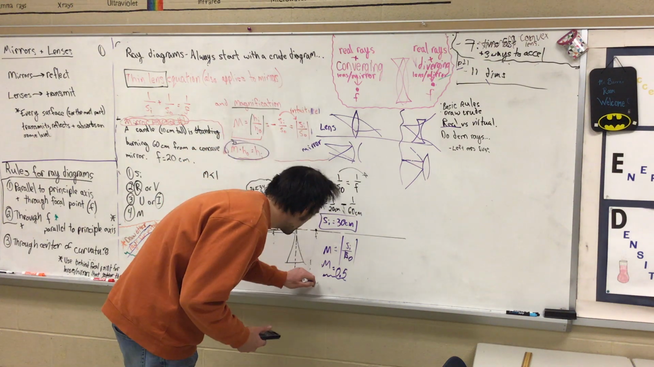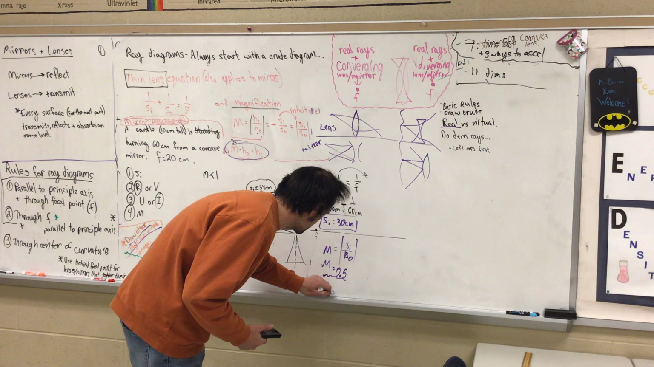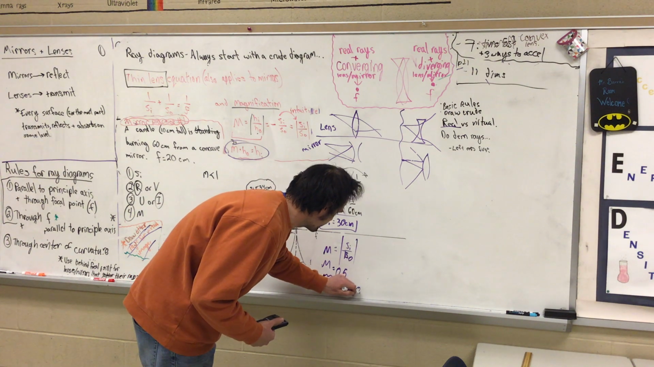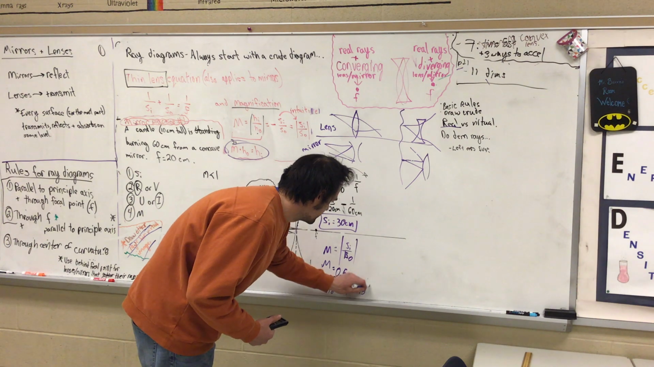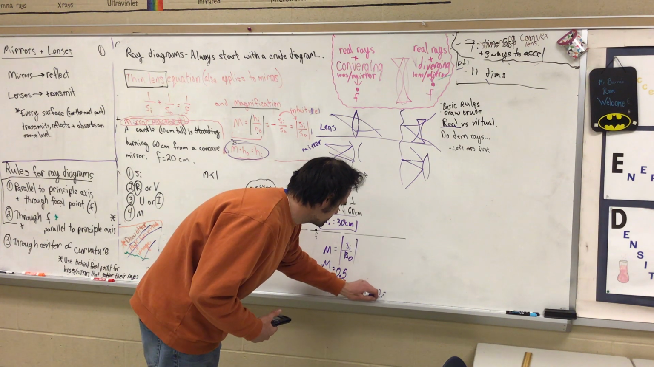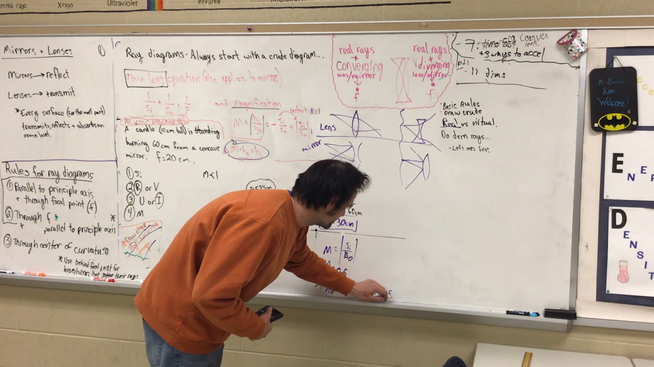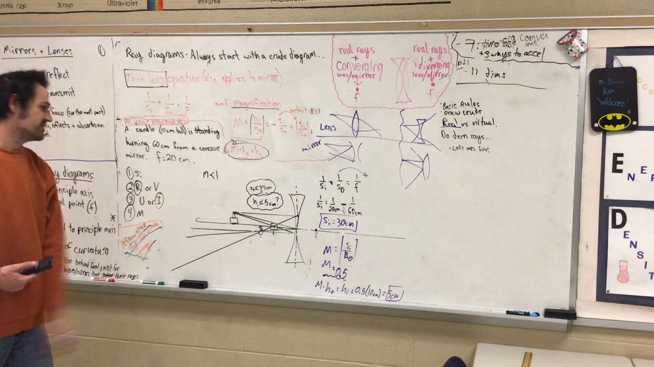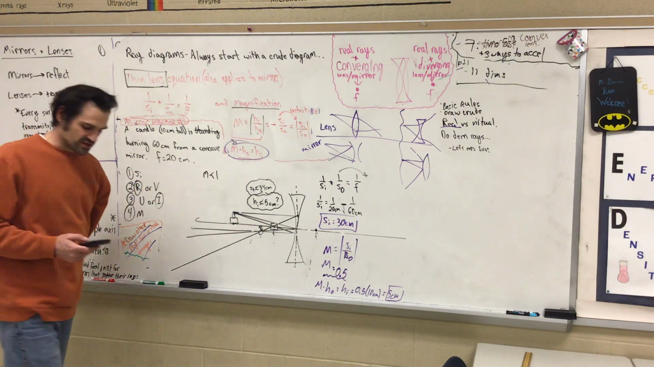Magnification times object height equals image height. Magnification was 0.5 mathematically, times the object height, 10 centimeters, equals 5 centimeters. Exactly like we graphically interpreted. Cha-ching. Thanks.